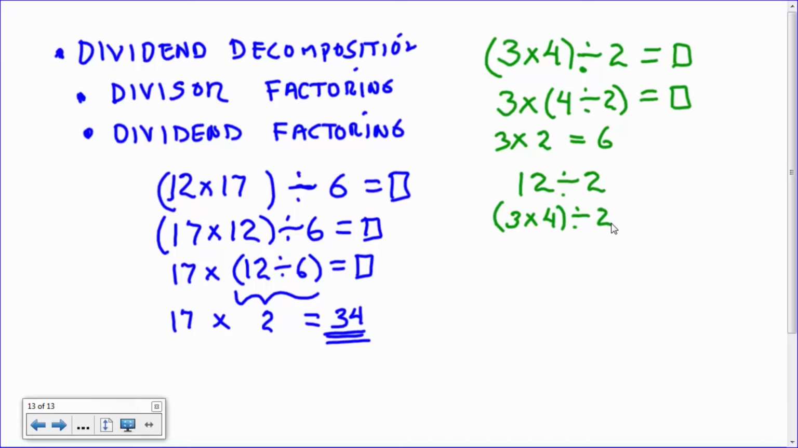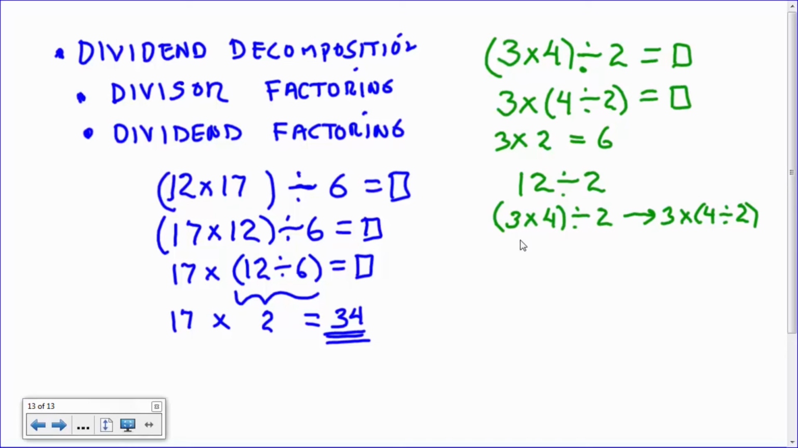Now, I've already shown you mechanically, algebraically, that this problem right here is equivalent to 3 times 4 divided by 2. And that's what I'm about to illustrate, why 3 times 4 divided by 2 gives you the same target set as 3 times 4 divided by 2. So here goes.